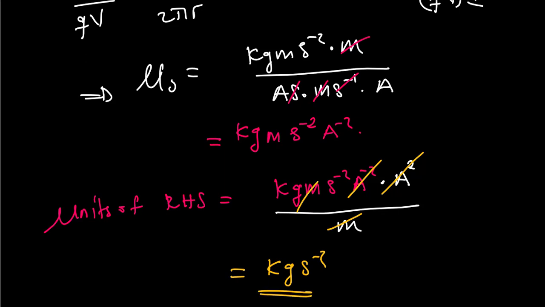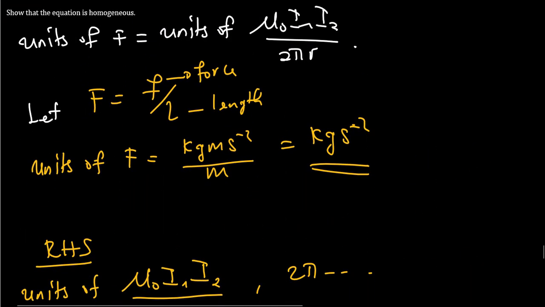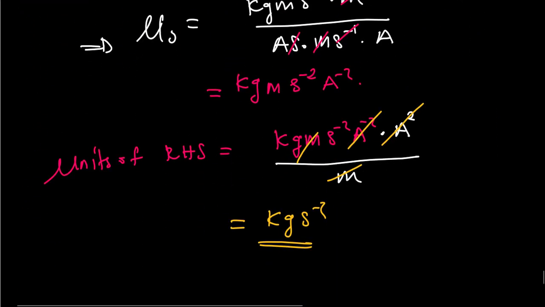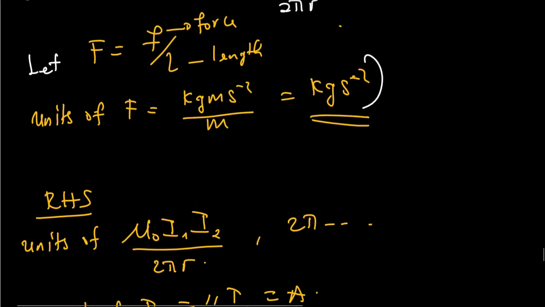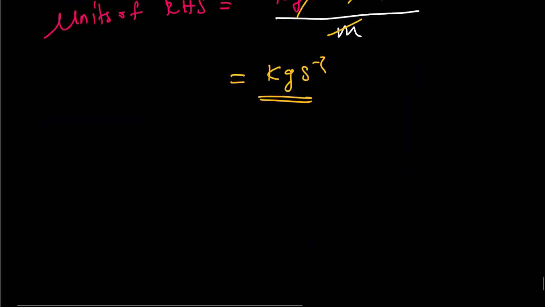Now verifying with the unit of the left hand side, we have the kilogram per second squared, which is the same as the kilogram per second squared. So we see that the unit of the left hand side is equal to the unit of the right hand side, and since they are the same, it means that the equation is homogeneous, and that's a proof. So this brings us to the end of this video.